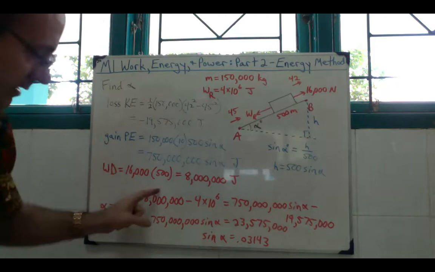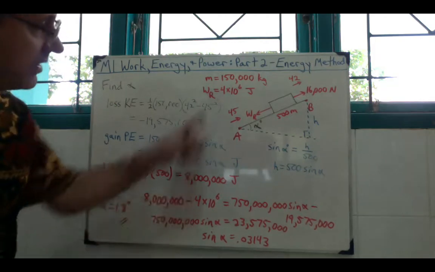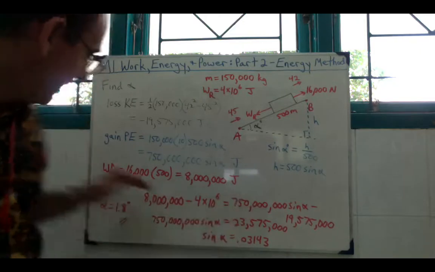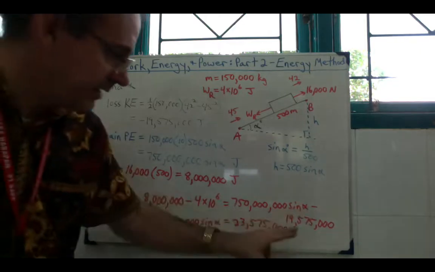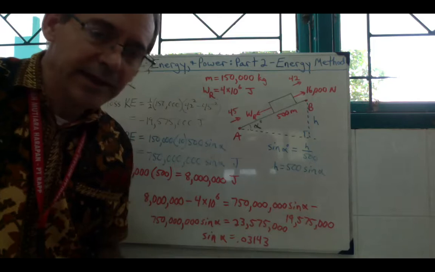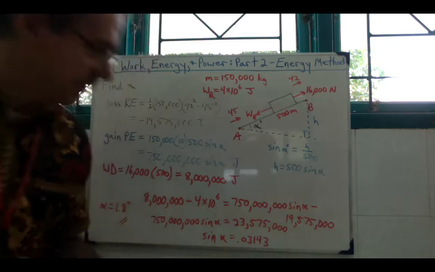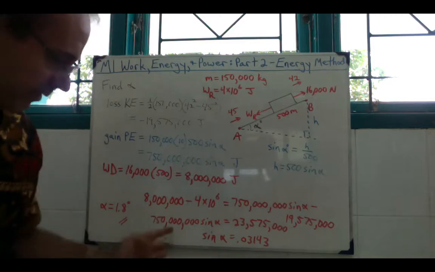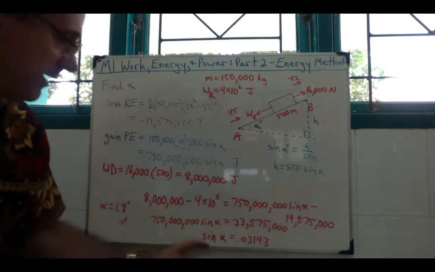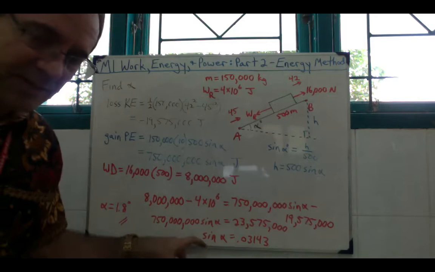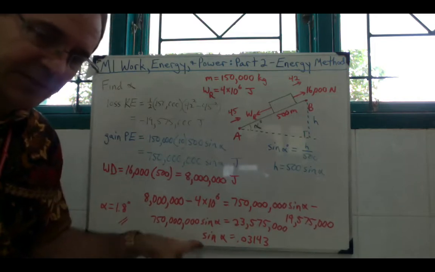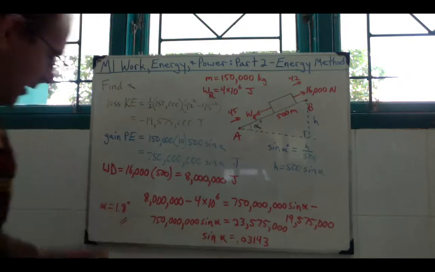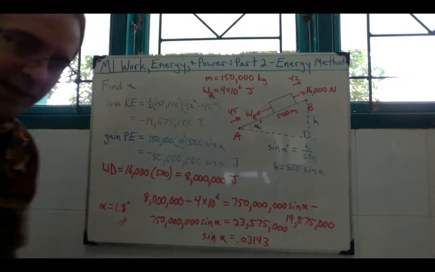Your work done by the driving force minus the work done against resistance equals your gain in potential energy minus your loss in kinetic energy, and the loss is why it's negative. And then you just get alpha on one side, the others on the other side. Inverse sine, don't forget to inverse sine, and don't forget to check to make sure your calculator is in degree mode. Inverse sine, and your alpha equals 1.8 degrees.